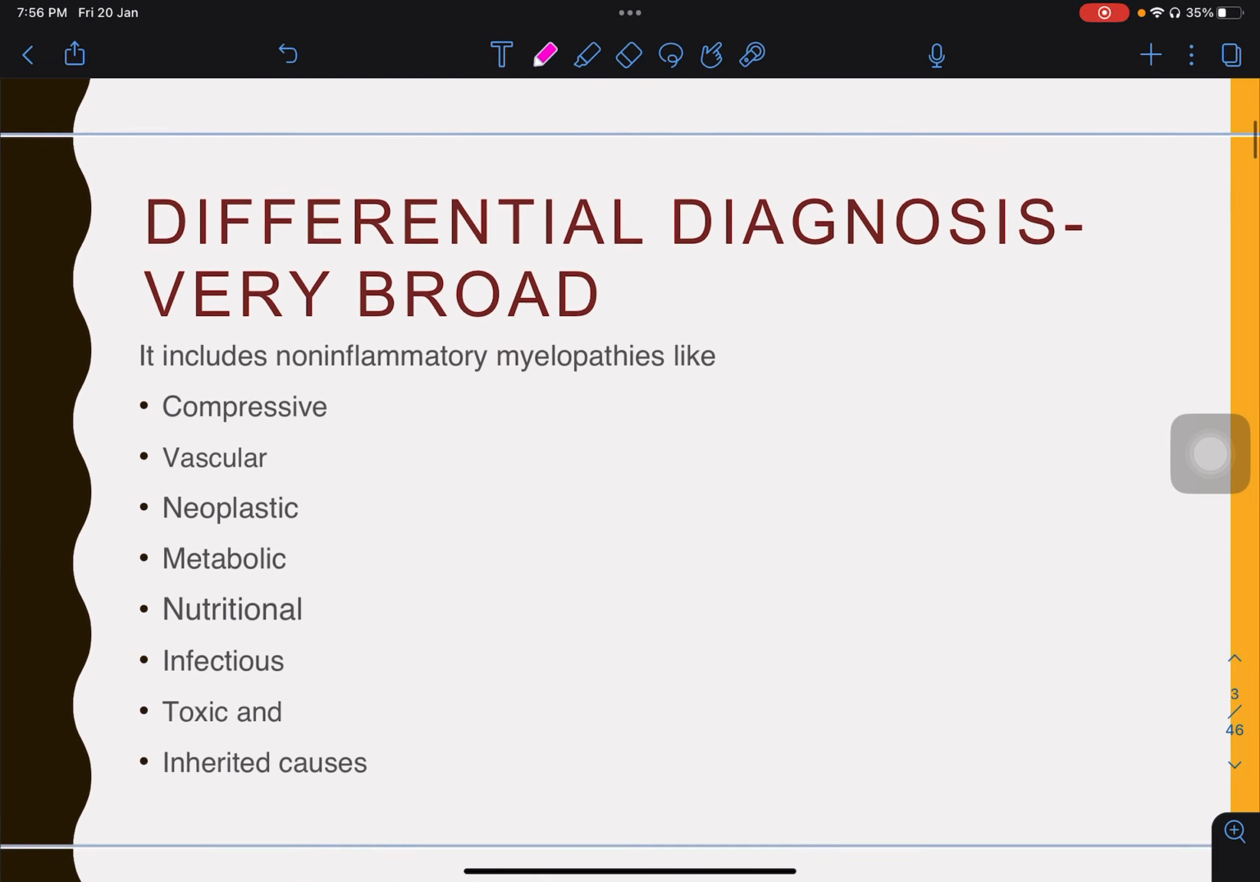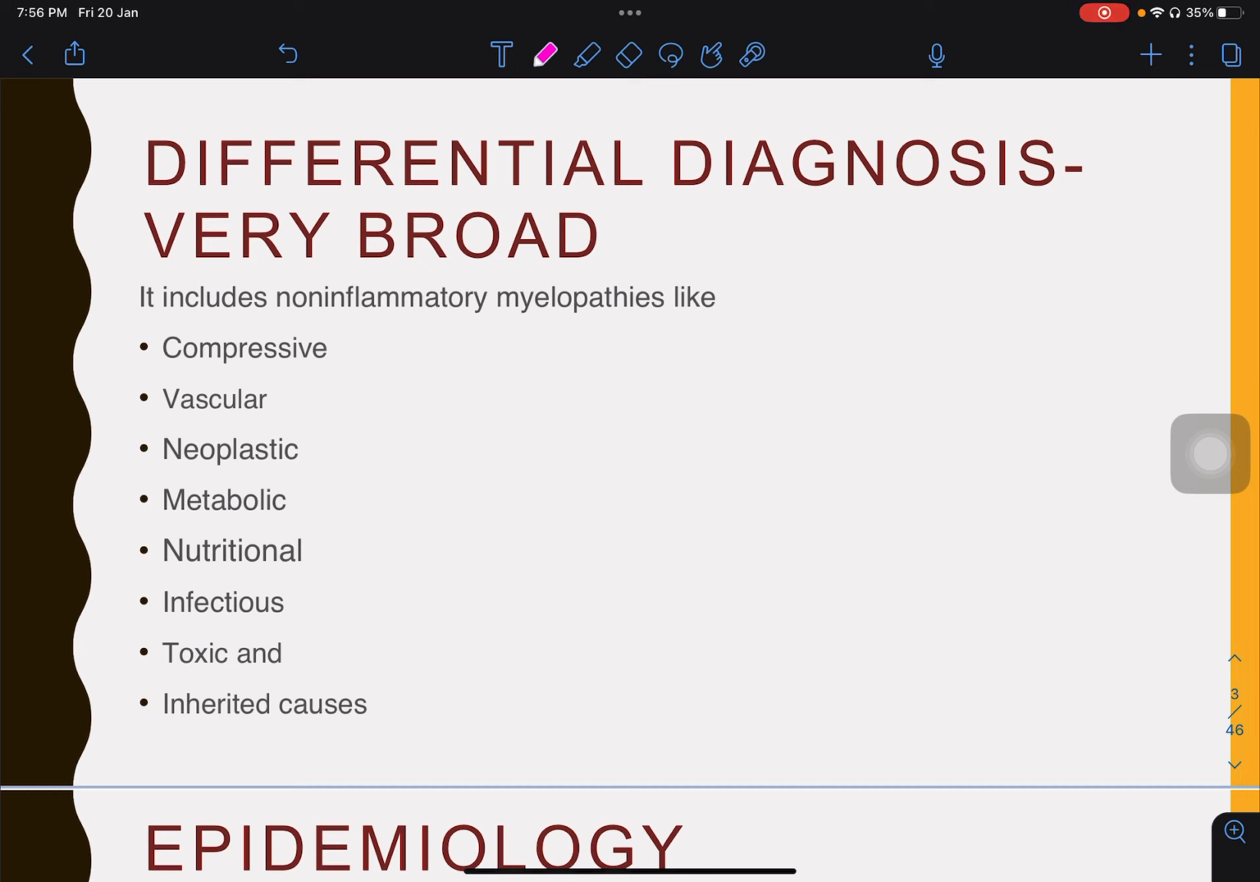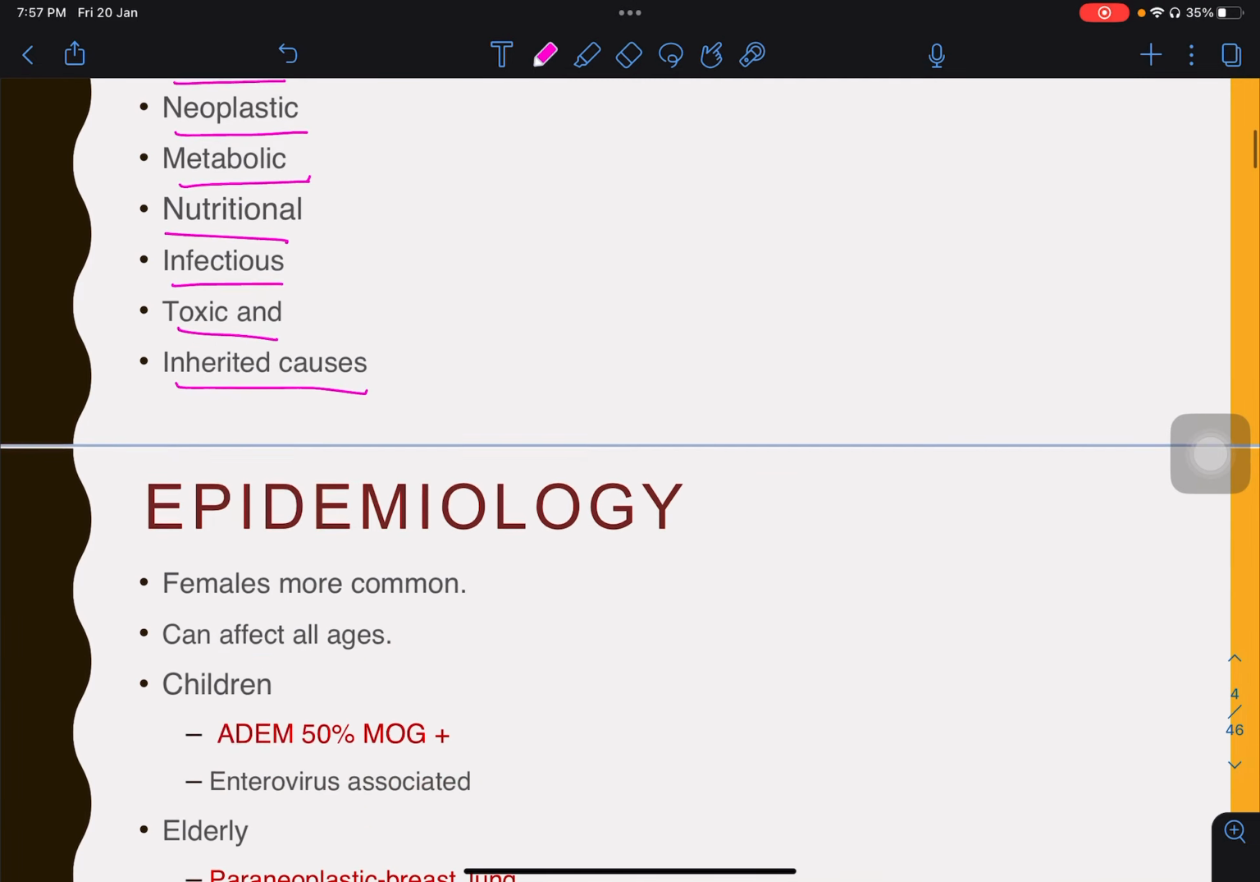So what are the differential diagnoses of immune myelopathies? It includes non-inflammatory myelopathies like compressive, vascular, neoplastic, metabolic, nutritional, infectious, toxic, and inherited. We'll mainly focus on immune myelopathies in this lecture.